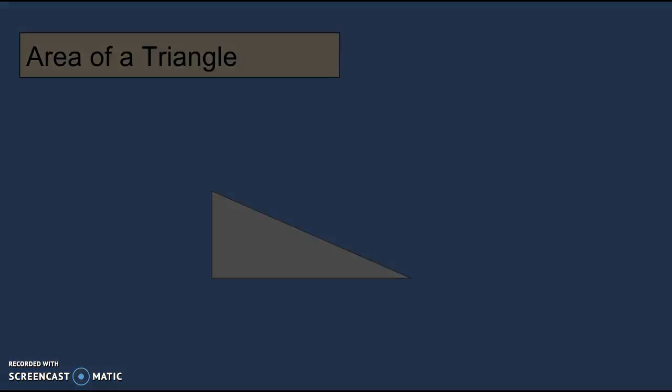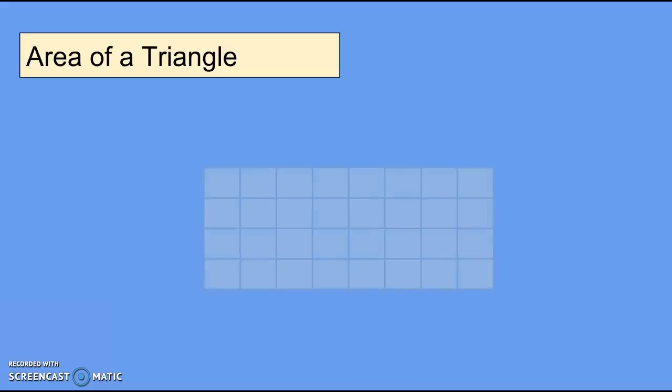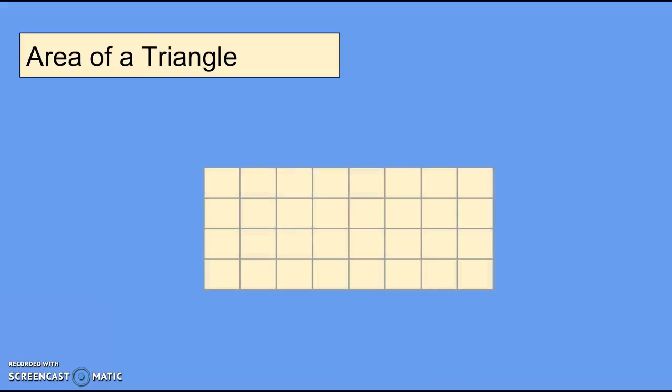Our next figure is the triangle. It has 3 sides. This particular triangle is a right angle. It has a right angle, so it's a right triangle. And to find the area of this triangle, we could try to count little squares, and we could do that by cutting this rectangle in half using a diagonal. We could try counting squares, except that these squares got cut off. So we'd have to piece them together, and that's not very practical.